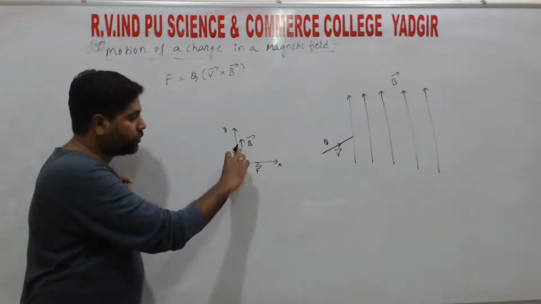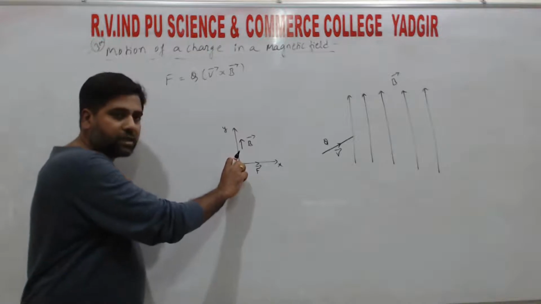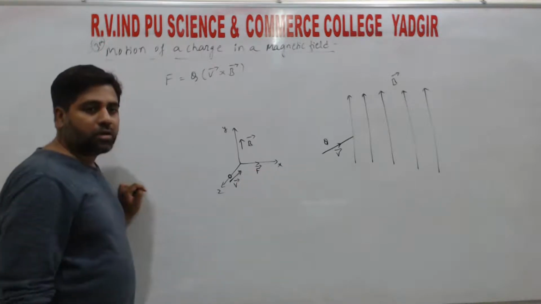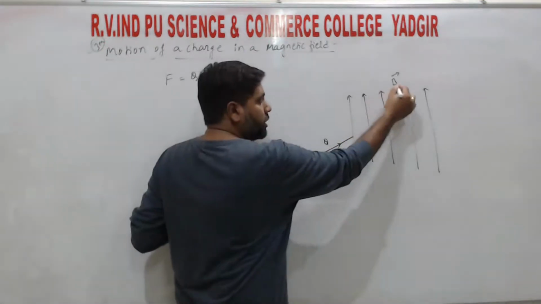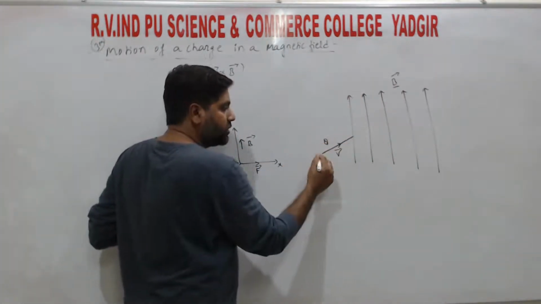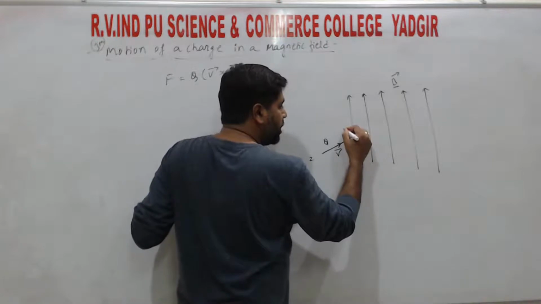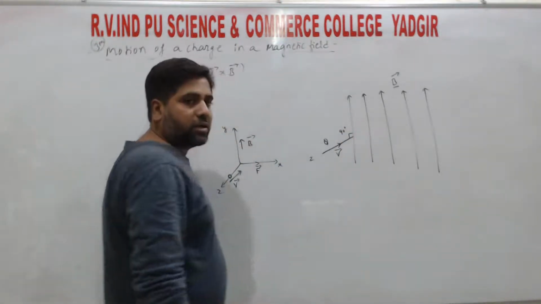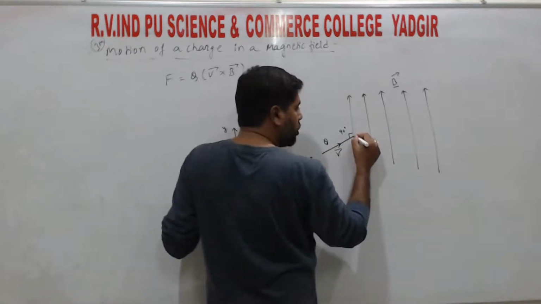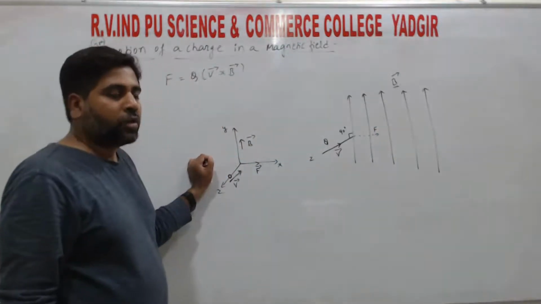So because F and B are perpendicular. One is acting along the z axis, and the other along the y axis. So the force is along the x axis. Here also the magnetic field is along the y axis and the charge is moving in the z axis. So we consider this one as the z axis, right? The angle between the magnetic field and the velocity vector is 90 degrees. So the force is acting inside, that means along the x axis. In this direction the force is acting, right?